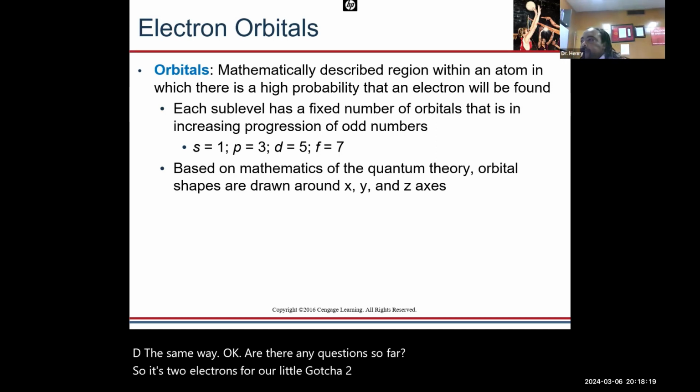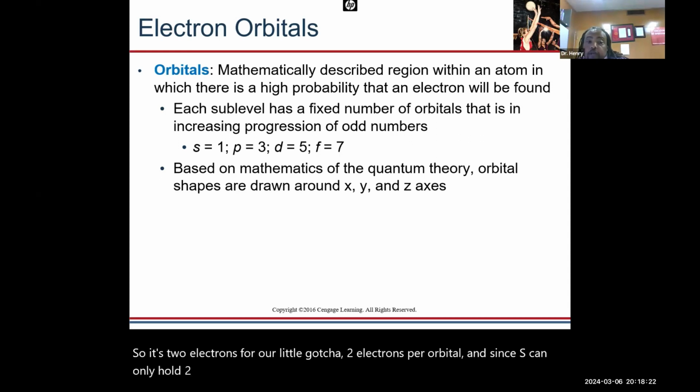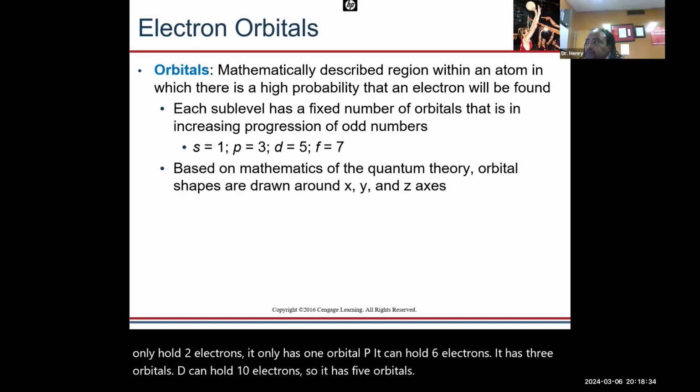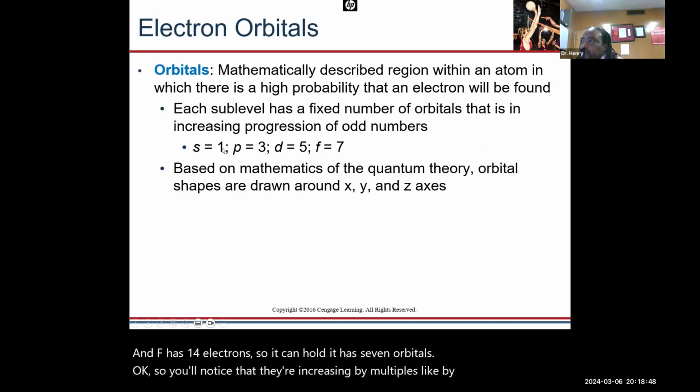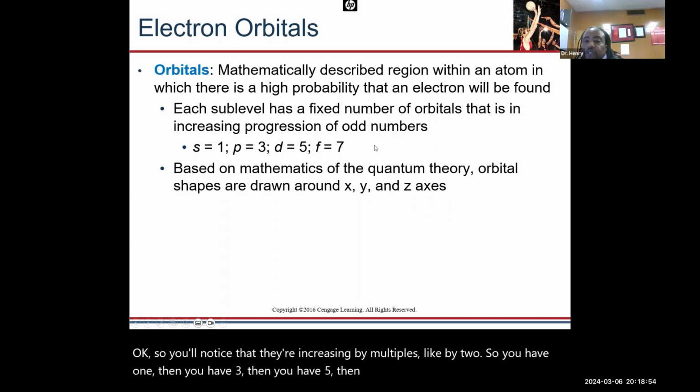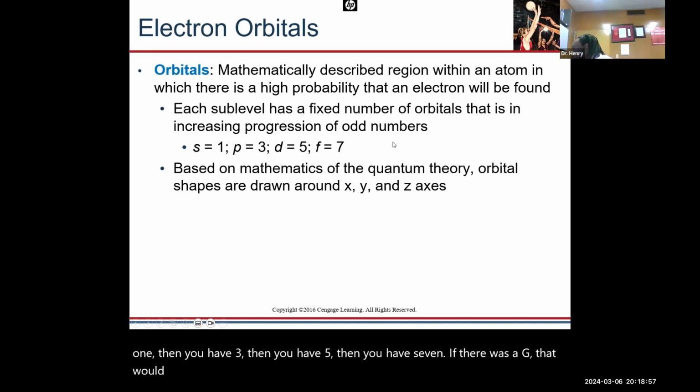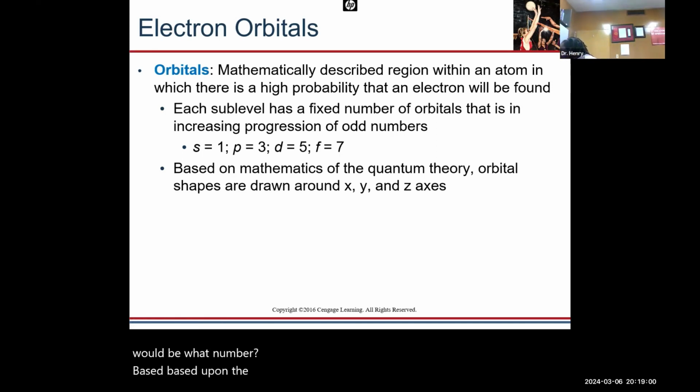2 electrons per orbital. And since s can only hold 2 electrons, it only has 1 orbital. P can hold 6 electrons, so it has 3 orbitals. D can hold 10 electrons, so it has 5 orbitals. And f has 14 electrons, so it has 7 orbitals. You'll notice that they're increasing by 2. So you have 1, then 3, then 5, then 7. If there was a g, that would be what number? 9.